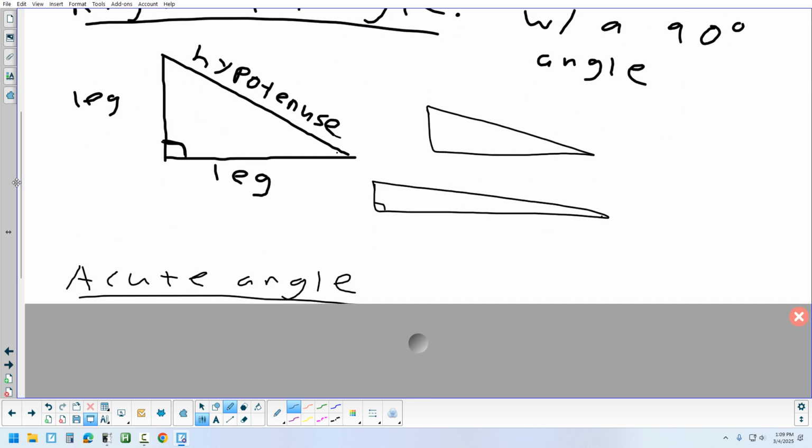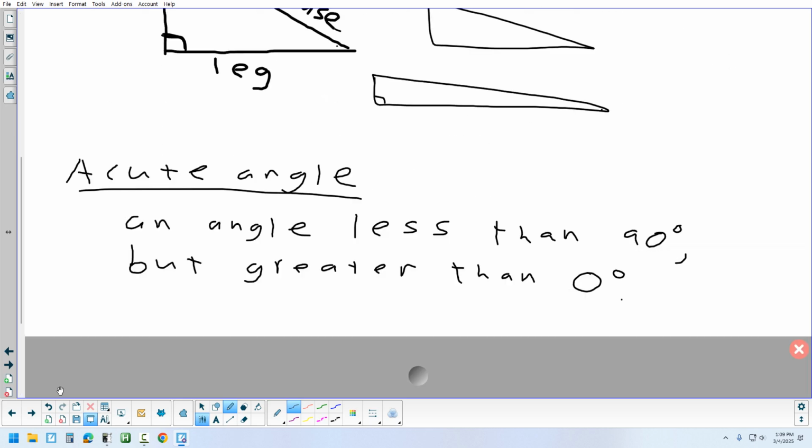What is an acute angle? Smaller than 90. Okay, smaller than 90. Good job, guys. Is that all? Something to do with acute angles. What else though? It'll never be more than 90. It can't be equilateral. It has to be more than 0. How can you have an angle less than 0 on a triangle?